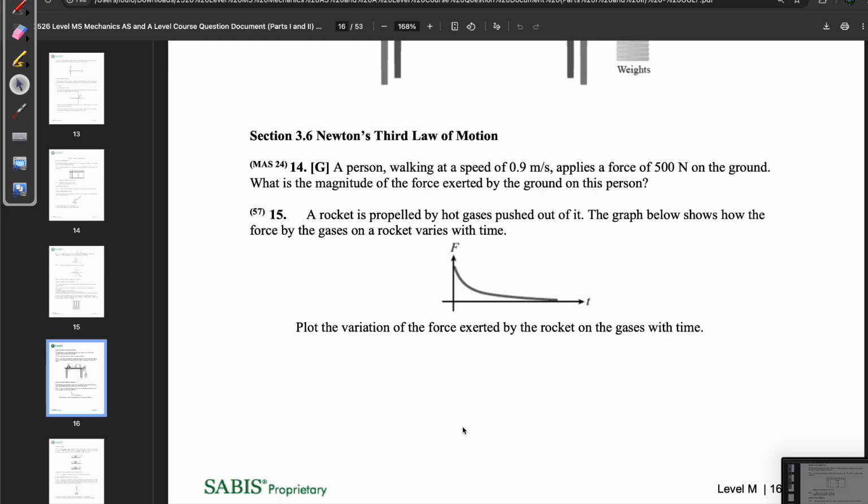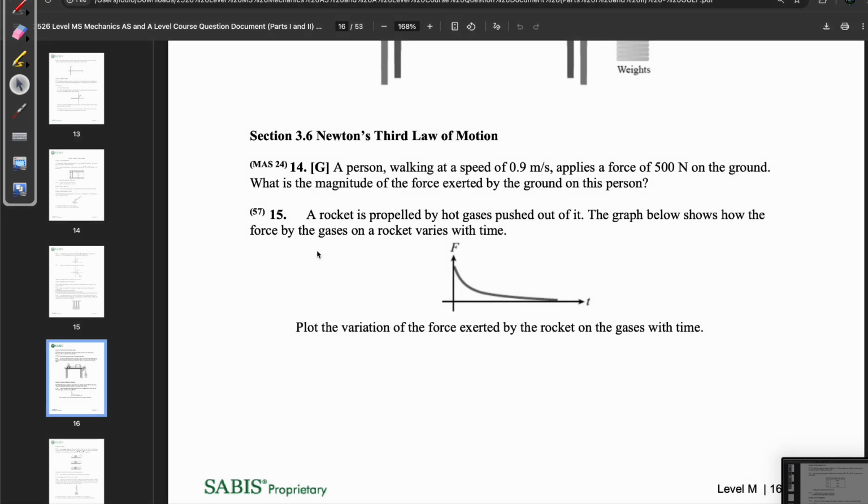Look, Newton's third law of motion states that for every action there is an equal and opposite reaction. So, let's say we have a force of A on B. Force of A on B is going to be equal to the force of B on A. So that's what we have here. The man exerts a force on the ground, 500 newtons. The magnitude of the force by the ground on the person should also be 500 newtons. That's it.